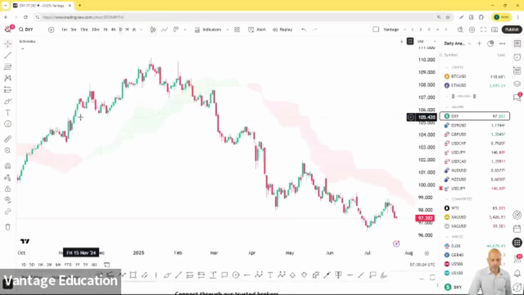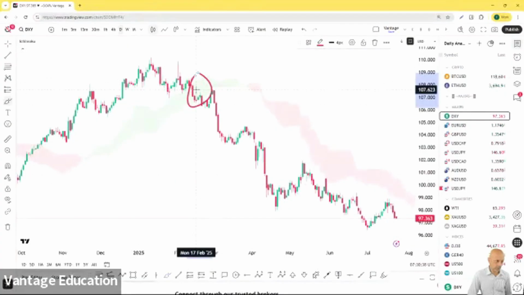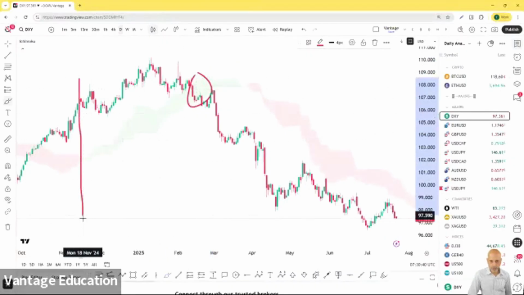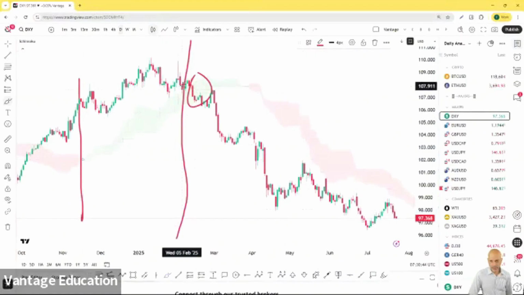And conversely, when price is trading above the green Ichimoku cloud, as what we see from 18th of November last year, this indicates very strong bullish momentum. Now, similarly, when price crosses through the Ichimoku cloud, right? In this case, what was a strong bullish momentum or upward trend between 18th of November last year and 7th of Feb this year, what was initially a very strong upward trend for the dollar index.